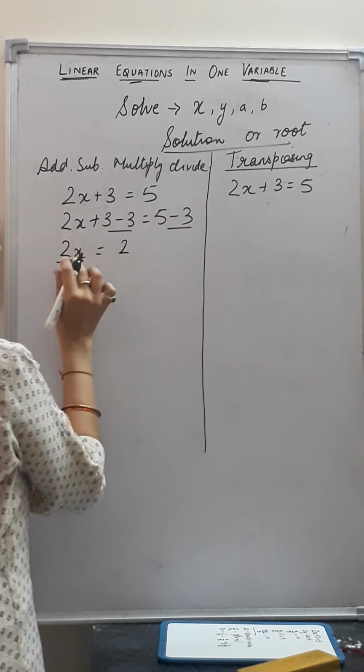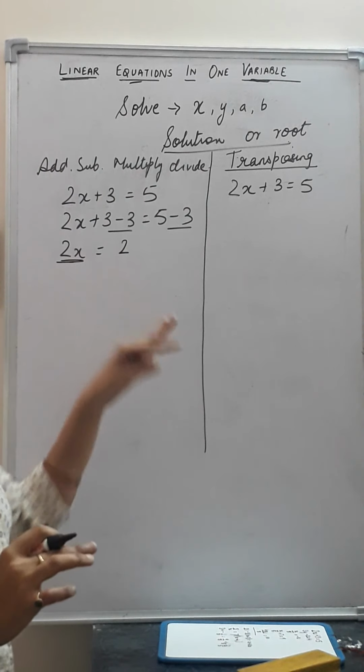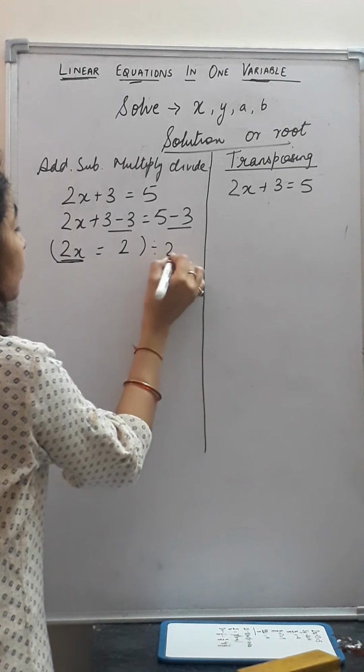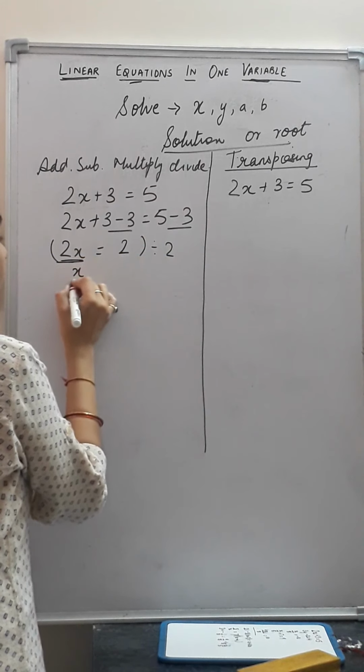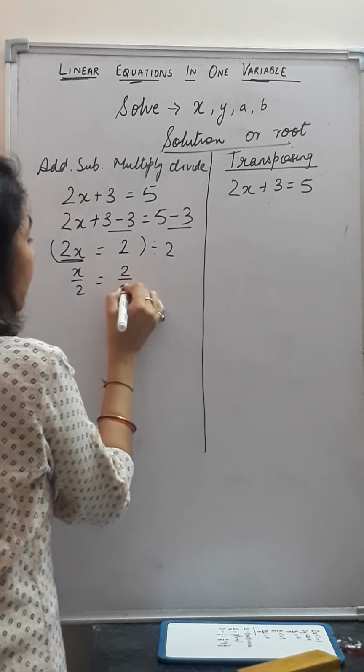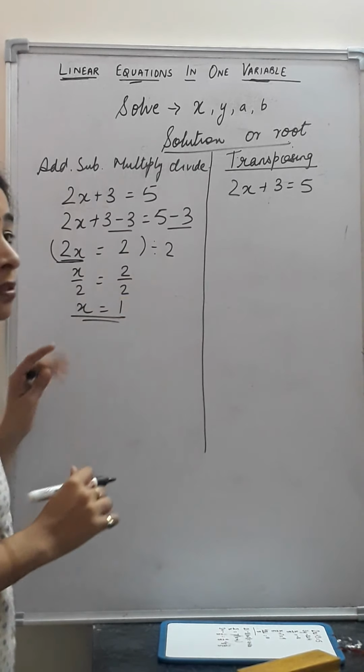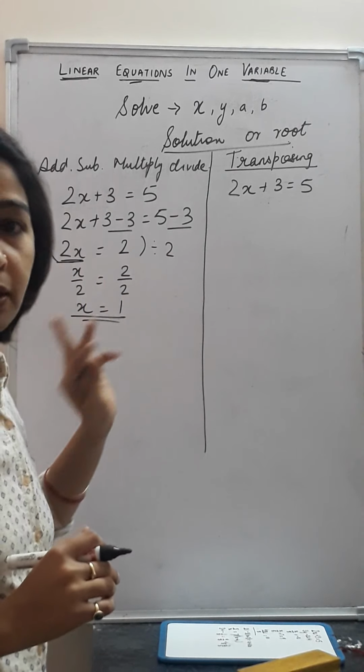Now x is multiplied by 2 here. We want to remove that 2. So we will divide the whole equation by 2. So x upon 2 is equal to 2 upon 2. So what is the value that we get of x? That is 1. This is the solution or the root of the equation.